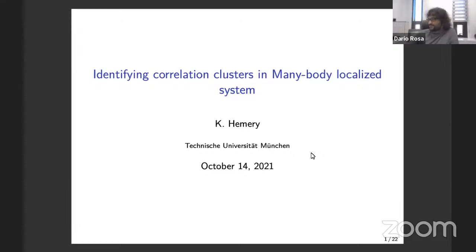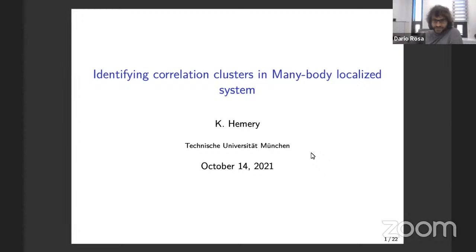It's a great pleasure to have Kévin here for our talk. Let me introduce him. Kévin is a very young scientist. He's a PhD student right now in the group of Professor Frank Pollmann in Munich. Despite his young age, he has already a couple of papers which are very interesting and related to computational methods in quantum many-body physics, in a broad sense.